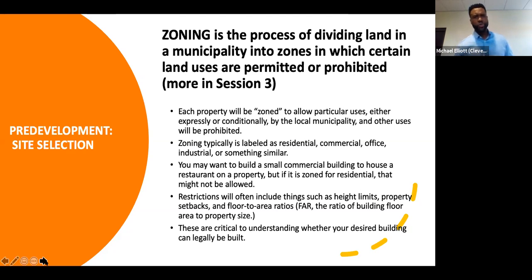One last thing is that restrictions will often include things such as height limits, property setbacks, and outdoor area ratios, for example. And these are critical to understanding whether your desired building can be legally built. So don't make the mistake of the individual I was working with, investing a lot of time, a lot of money, in what you believe is great for the neighborhood. Though it might be needed, if it's not zoned for that particular use, you might run into a lot of issues and problems down the road. Quite frankly, your whole project could be completely stopped until you seek the proper variances and requirements for that particular set of uses. Next slide.